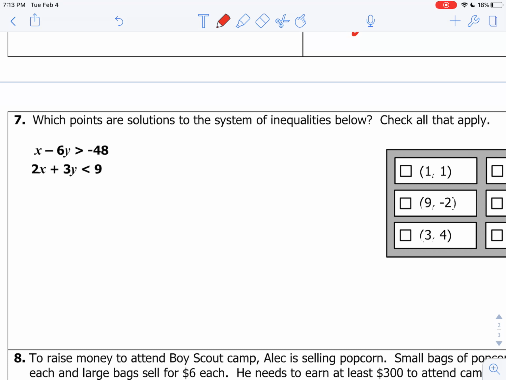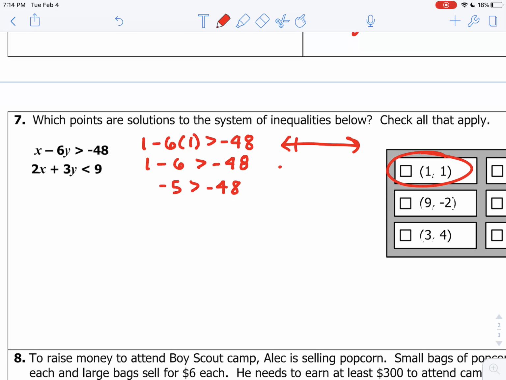So this is going to be a lot of math. So, work that you're going to have to show. So I'm going to start with this one. If I plug 1 in for x and 1 in for y, I'm going to see if that's a true statement. So 1 minus 6 times 1 is greater than negative 48. Okay, 1 minus 6 is negative 5, right? Is negative 5 greater than negative 48? Yes. Okay, remember on a number line, if we have negative 48, it's going to be all the way down here. Negative 5 is going to be over here, almost at 0, right?